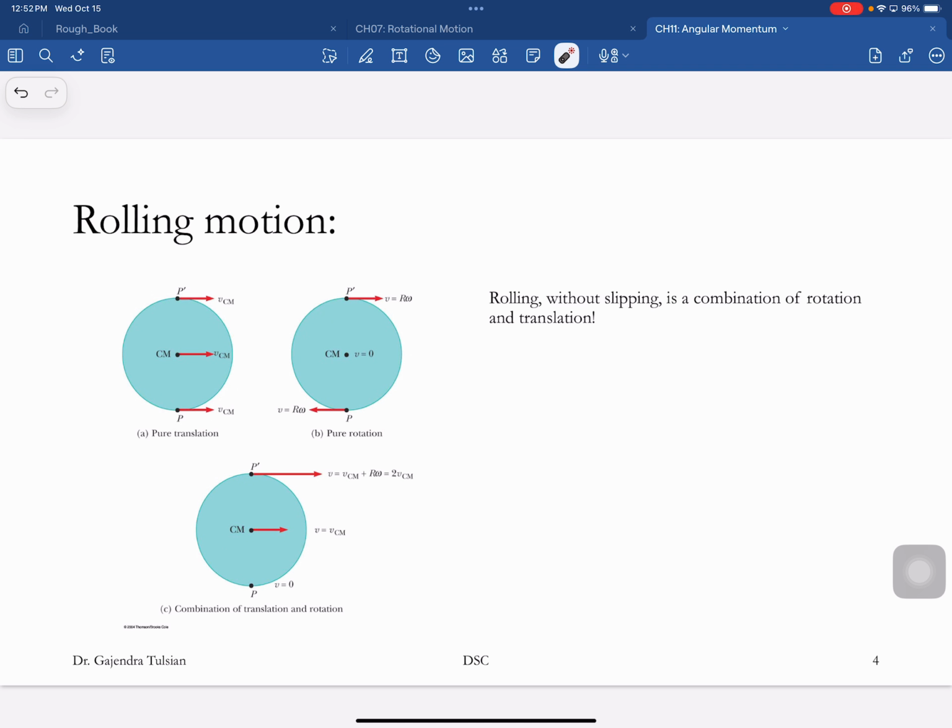All right. So now let's do the following. We know how to add vectors. Let's combine these two. We'll just add the corresponding vectors. Let's add this to that. You get this vector twice as long. Let's add this to that. You get the center of mass velocity. You add this to this, you get 0 velocity. So when a wheel is rolling, the point of contact is momentarily at rest.